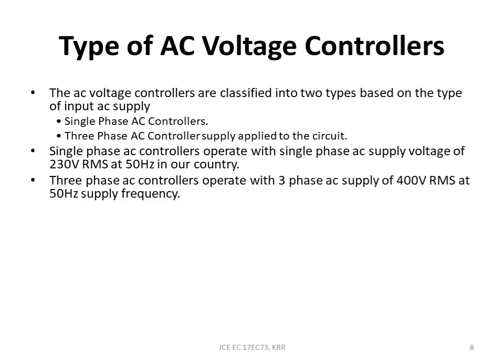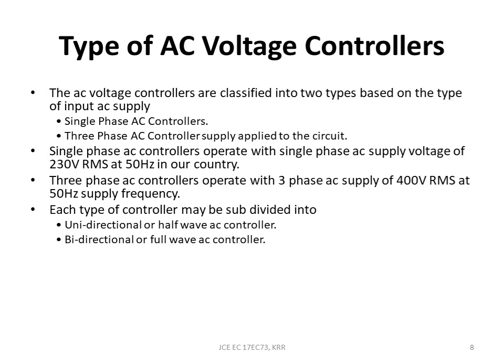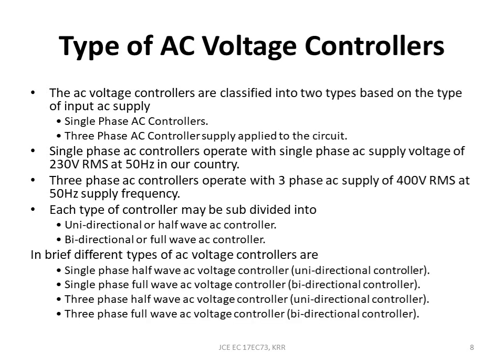For three phase AC controllers, they operate with three phase AC supply of 400 volts RMS at 50 hertz supply frequency. Each of these types of controllers can again be subdivided into unidirectional or half wave AC controller, and the other is bidirectional or full wave AC controller.